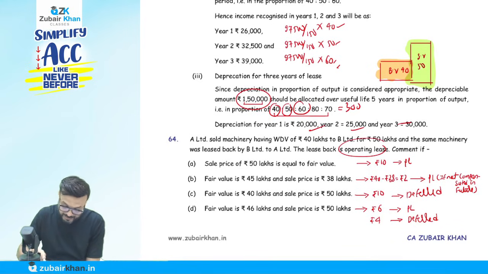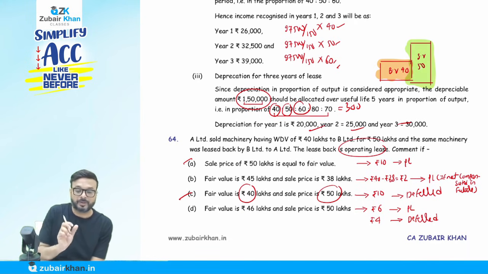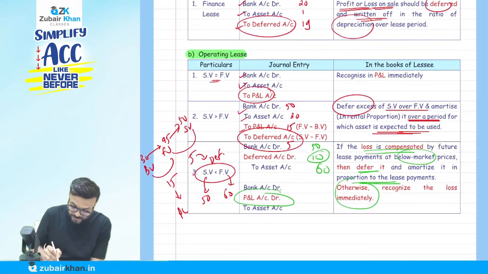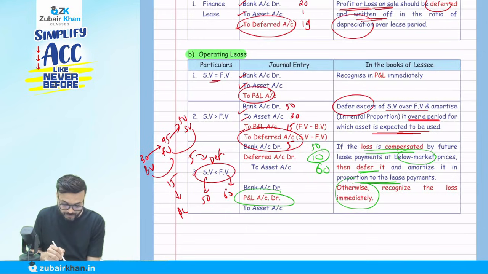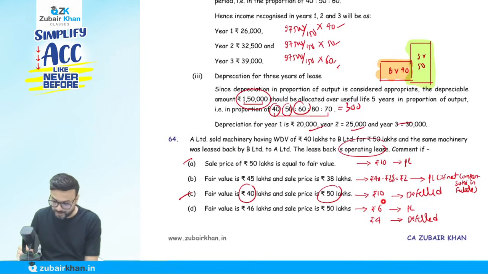Then they say the fair value is 45. I will come to it later. First come to point number C. They say the fair value is 40 and the selling price is 50. The book value is 40, the fair value is also 40, and they sell at 50. So nothing is going to transfer to P&L. The complete 10 will be transferred to deferred income. So you can see that 10 will be deferred.